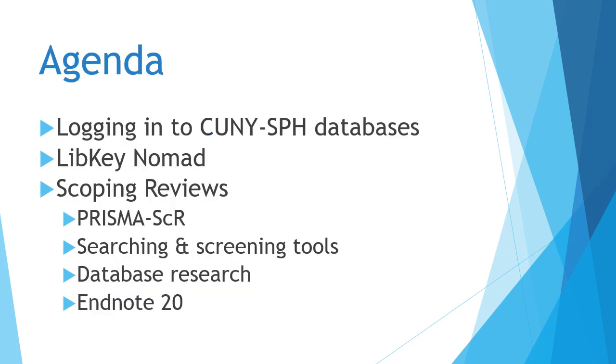This tutorial covers a quick review of logging into our databases as an SPH student, how to download LibKey Nomad, a great free research tool, and information about conducting a scoping review. We'll look at the PRISMA-ScR, which is a checklist and guide that walks you through each section of a review. We'll look at screening and searching tools linked on the SPH Library Resource Guide that can save time in conducting the review, some basic database research tips focusing on PubMed, and using EndNote 20 for citation management.